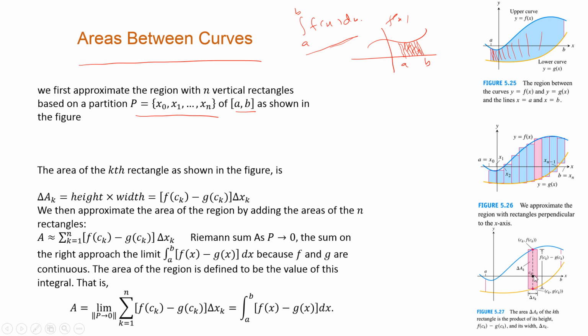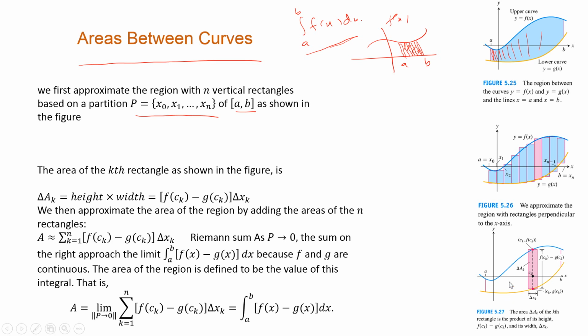So the width of the rectangle, let it be delta xk, and let the area of the kth rectangle be delta ak. Then delta ak is the height of the rectangle multiplied by the width of the rectangle. Height here is f(ck) minus g(ck). So keep it in mind: the height of the upper curve minus the height of the lower curve. This will give you a positive answer, because y is increasing upwards. So the value of the upper curve is greater than the value of the lower curve, right?